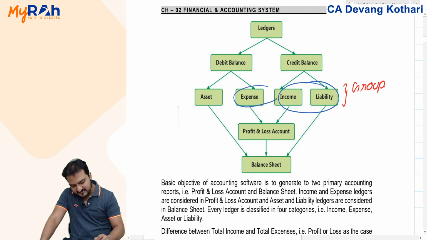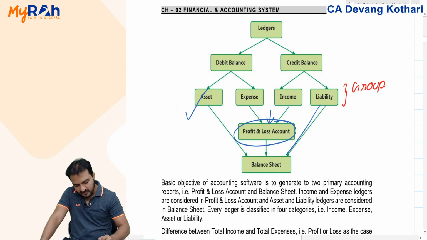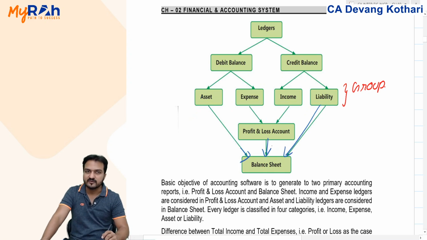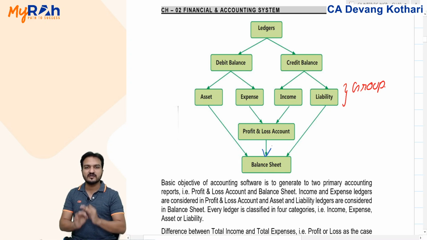All the expense and income ledgers will go and close in the profit and loss account, while asset and liability ledgers will close in the balance sheet. The P&L itself will also finally appear in the balance sheet. This is how an accounting software understands all the ledger accounts.